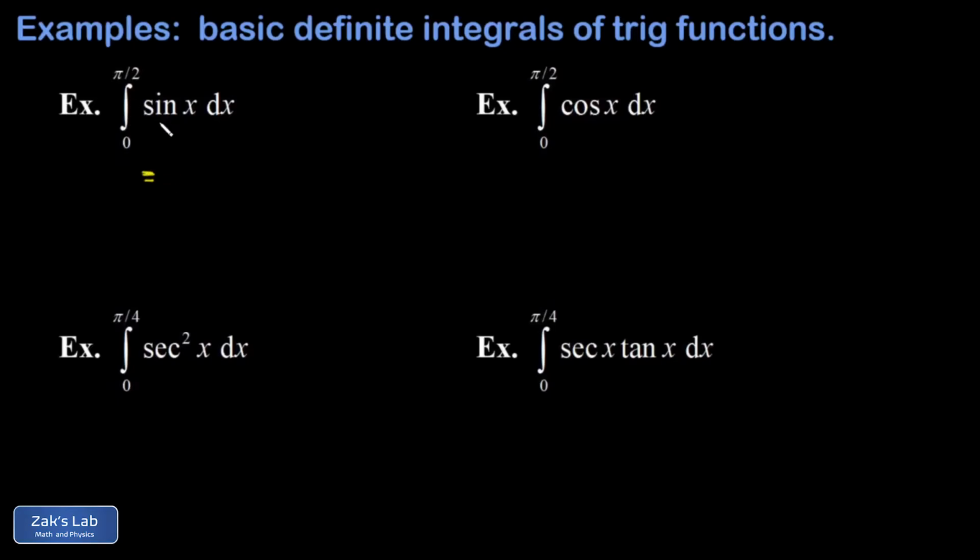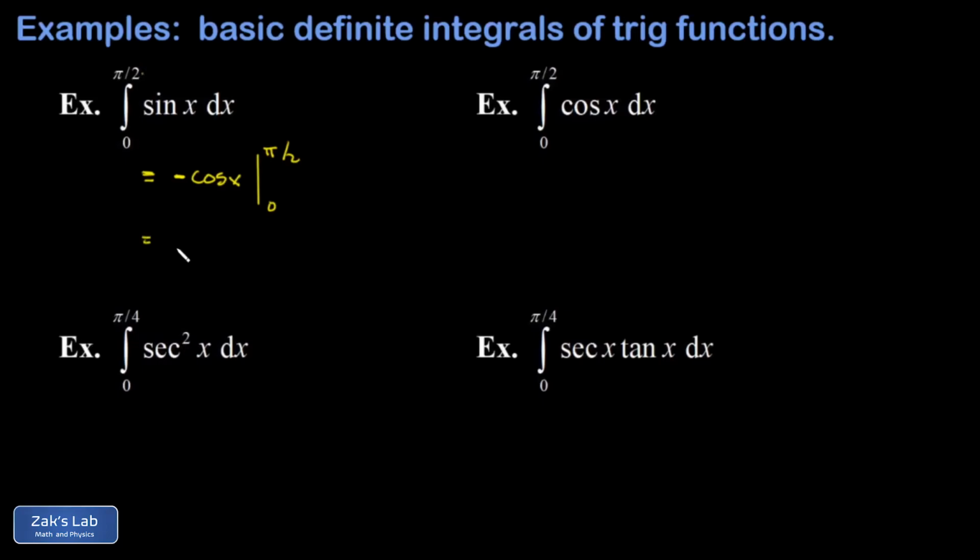In the first one, I have the integral of sine x, so I need to guess the function that I differentiate to get the sine function. And it's almost the cosine function. The problem with that is if I differentiate cosine, I get a negative sign. So I'm going to put a minus sign out in front to prepare for that.